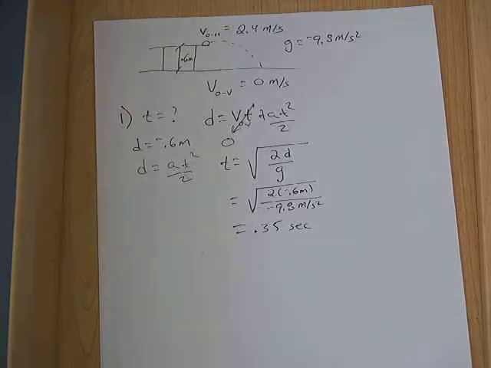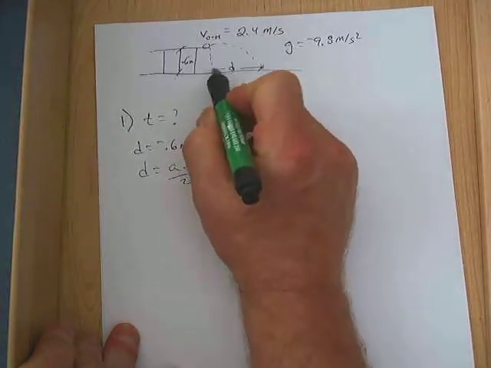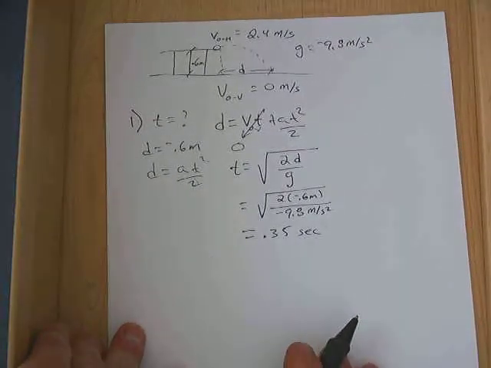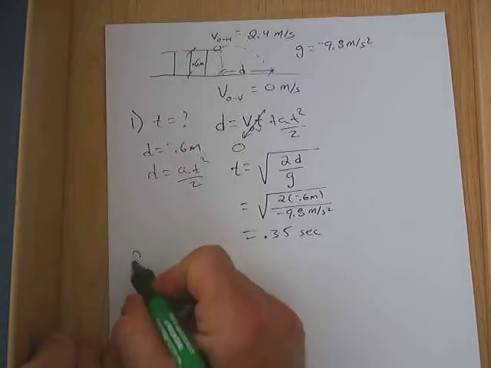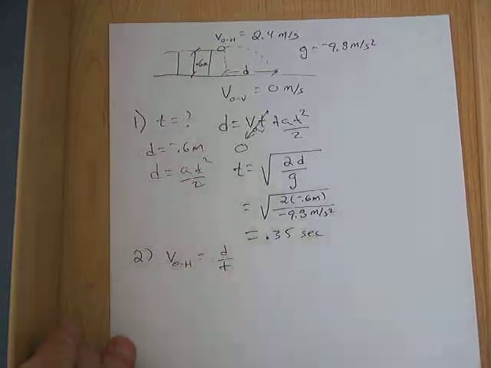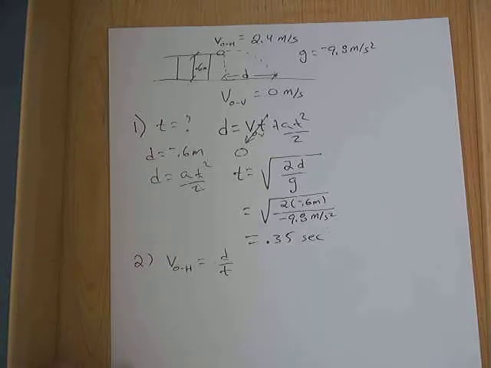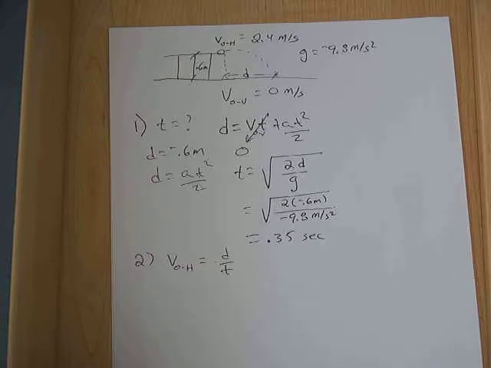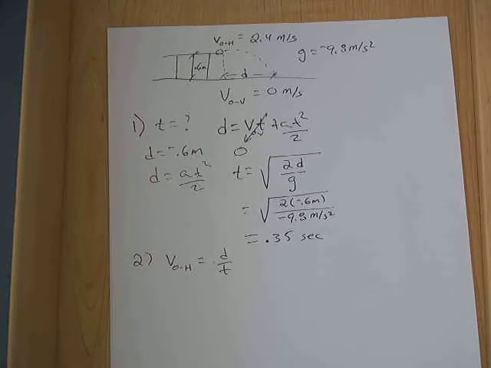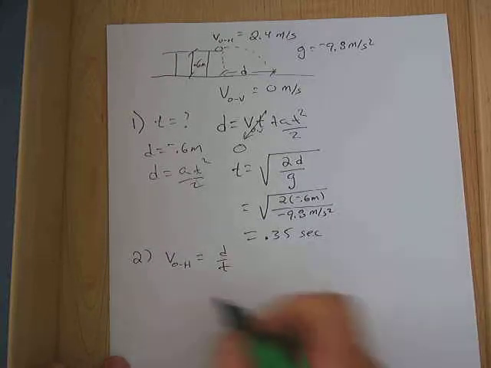So far, so good? Now, the next piece I want to know is how far the ball lands from the edge of the table. This distance right here, a horizontal distance. The equation V equals D over T is all we need to figure that out. I know my initial horizontal velocity, and I know that my horizontal velocity does not change in projectile motion problems. That's one of the keys. Horizontal velocity does not change in projectile motion problems.